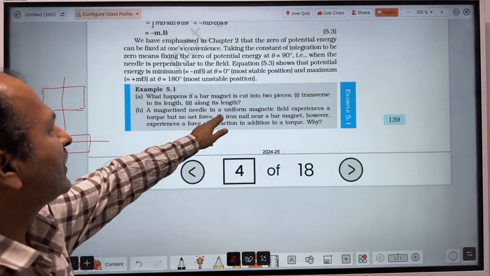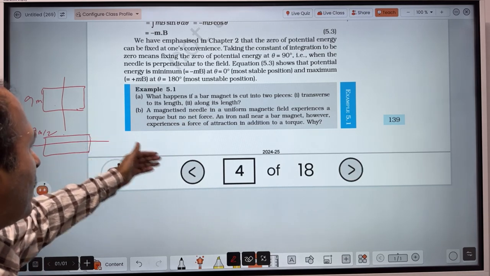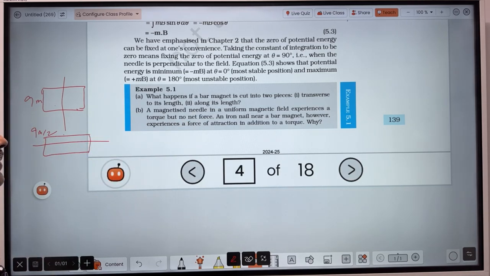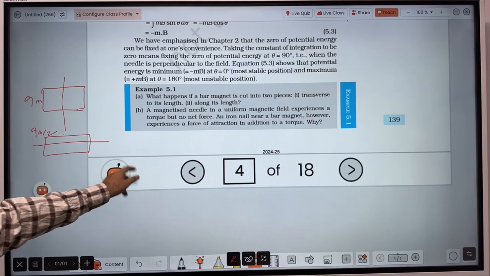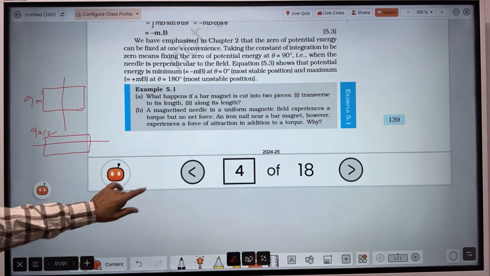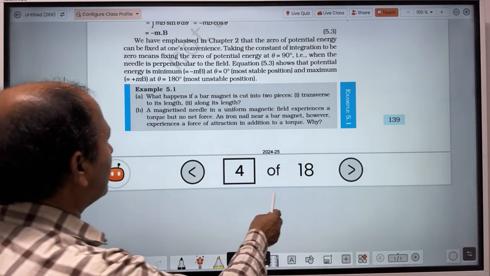A magnetized needle in a uniform magnetic field experiences torque, but no net force. So the total force on the two poles will be equal and opposite. They will cancel out. That is why there is no net force. But torque will be there, since there is a couple, so it is rotating in the magnetic field. Hence there will be a torque.